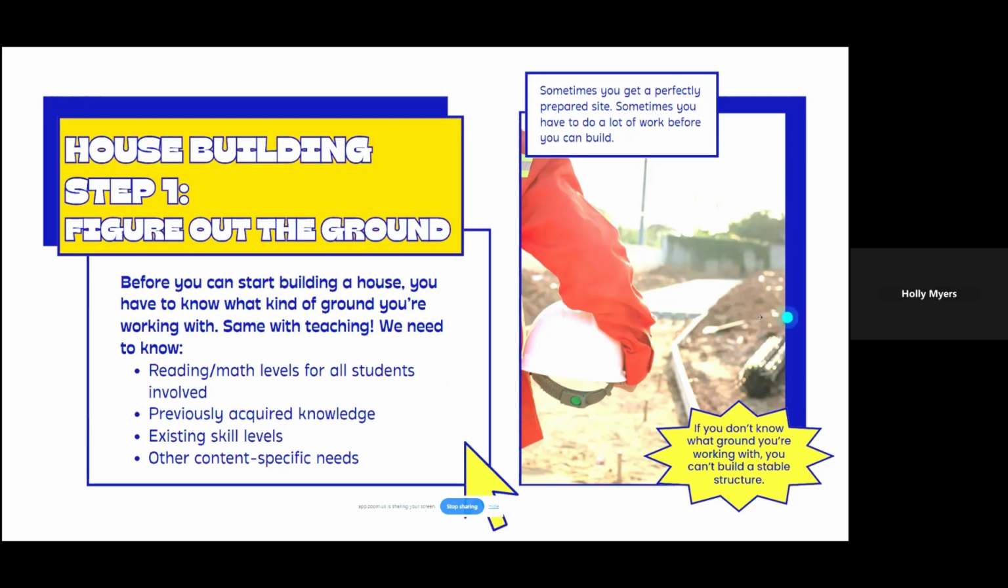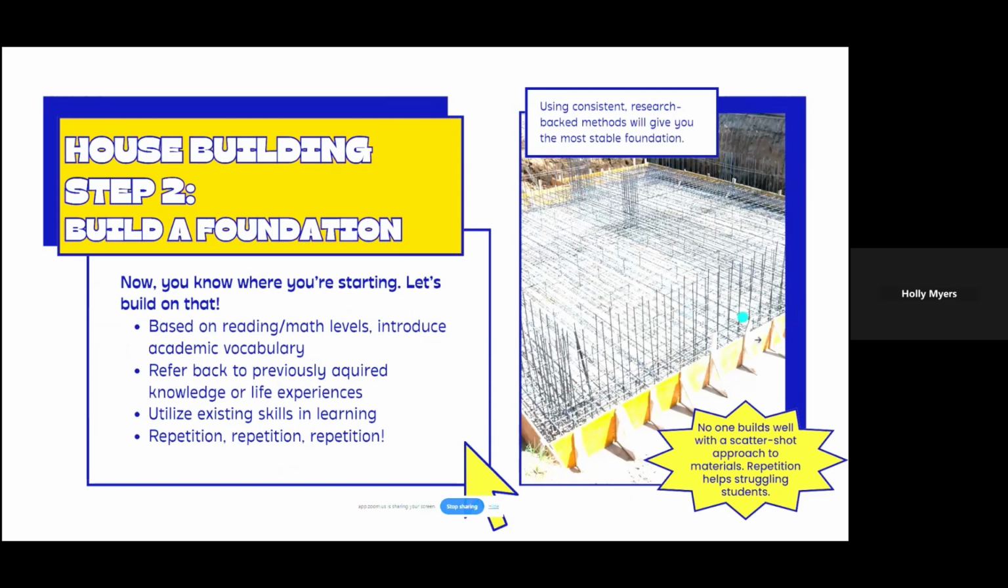All right. So next up, you're gonna build a foundation. I just mentioned foundations a minute ago. This is going to be based on where they're at. If you have somebody at a second grade reading level, please do not try to teach them anti-disestablishmentarianism. They will get the anti, and that is all you're going to get. So based on their reading or math levels, you begin to introduce new academic vocabulary.